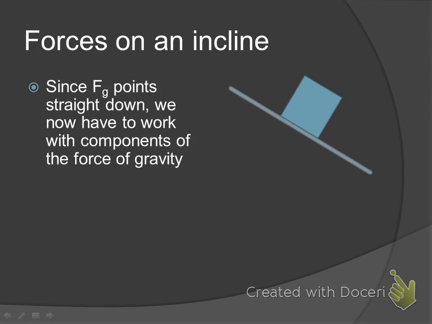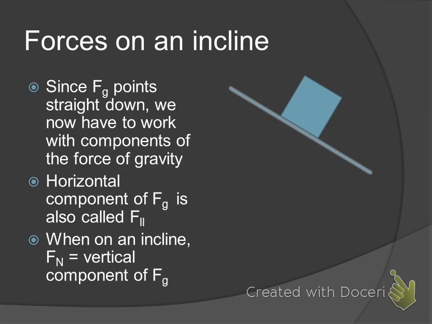Since the force due to gravity now points straight down, we've got to work with the components of our force due to gravity. So let's draw what this looks like one more time here. These are our new names for the components of our gravitational force. I want to draw them out first and then we'll talk about them. Our force due to gravity goes straight down, F sub g, and that's at an angle as compared to our axes. Here's our y-axis, here's our x-axis. So that force due to gravity acts at an angle.